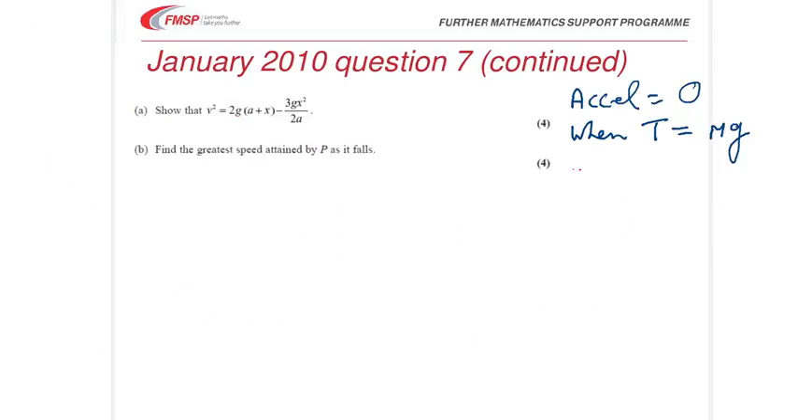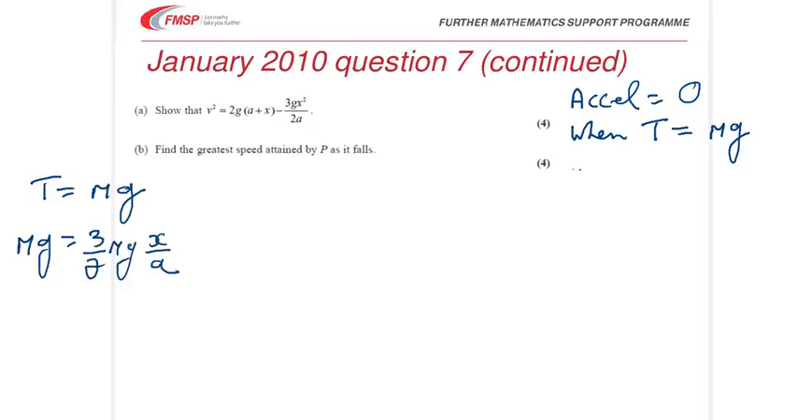Next part of the question. The greatest speed attained as it falls is when the acceleration is 0. Now that's when the tension equals mg. It's as it passes through what would be the equilibrium position. So let's put T equals mg. And we've got mg would equal lambda x over L, which in this case becomes 3 over 2 mg x over a. And that gives us an extension of 2a over 3.